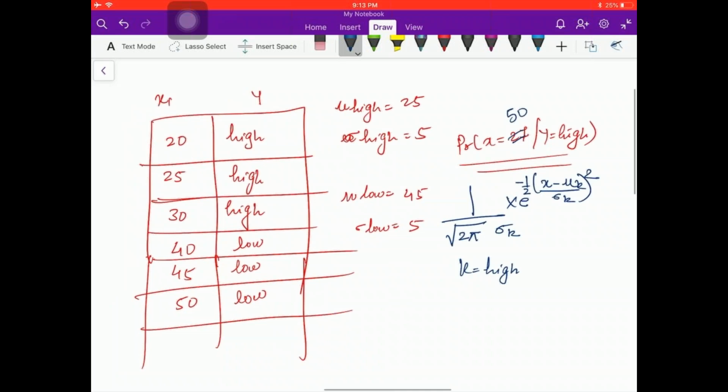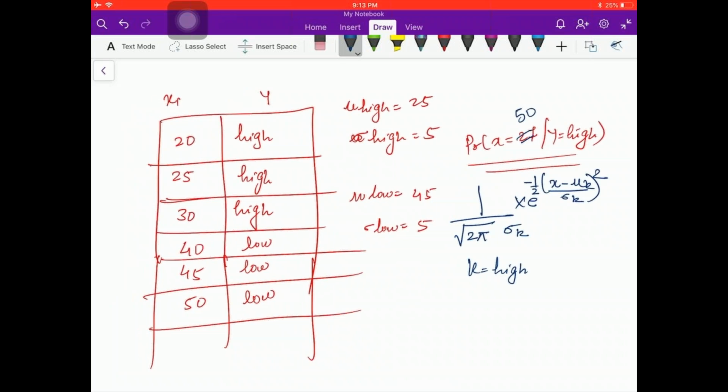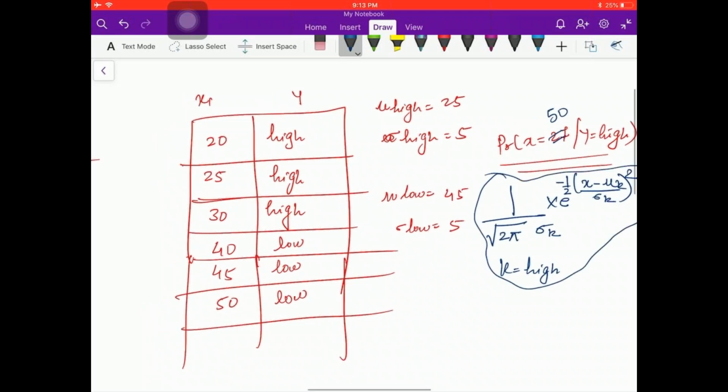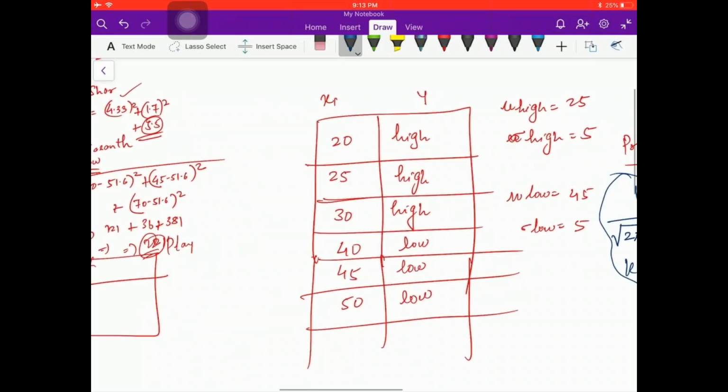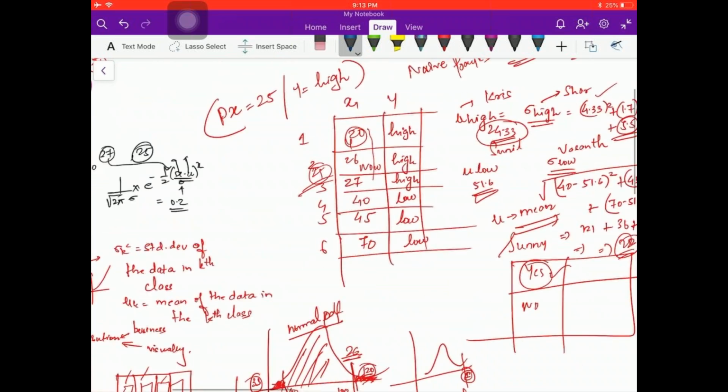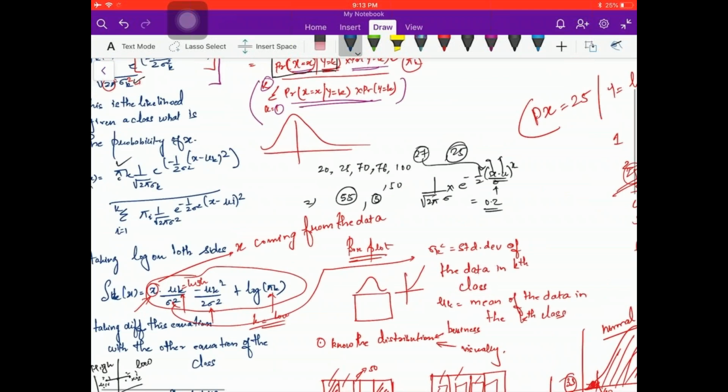So the essence of why I was asking you to do this is that now you have ingrained in your mind that it's not that when we have a continuous variable we cannot find the probability. The first thing you have to do is assume a distribution. Assume it as an equation of normal distribution, and then proceed with the calculation of the probability.